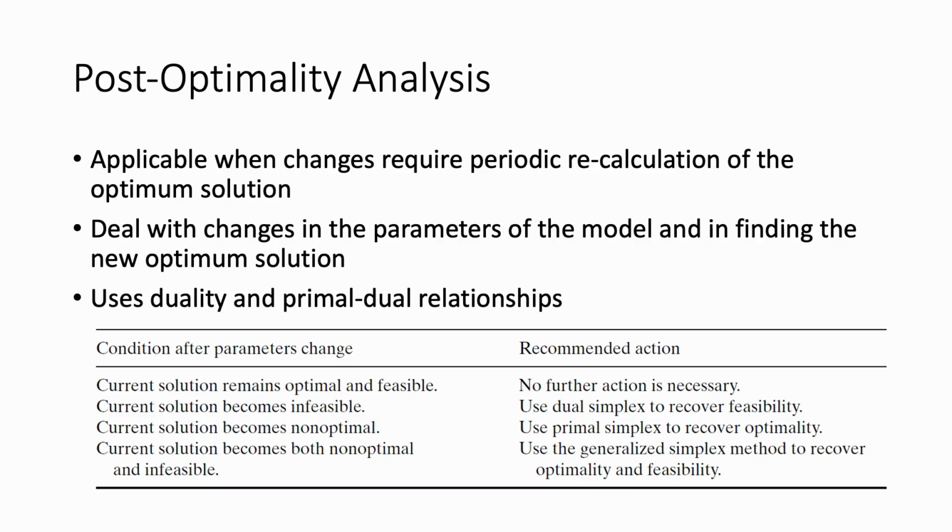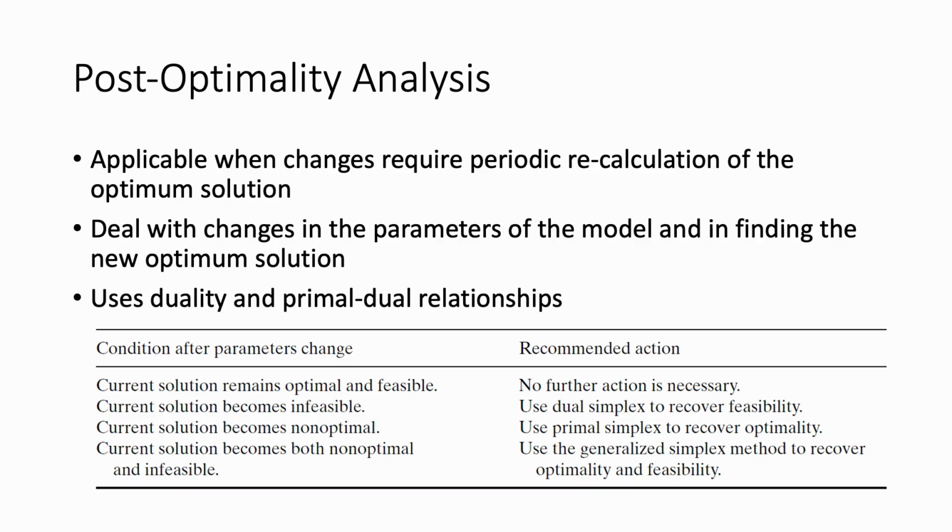In such cases, the primal-dual relationships of the LP are useful in performing post-optimality analysis. So here are the cases wherein this is applicable. If the current solution remains optimal and feasible after some changes, then no further action is necessary. But if the resulting solution after the changes are implemented becomes infeasible, then there is a need to use the dual simplex method to recover feasibility.